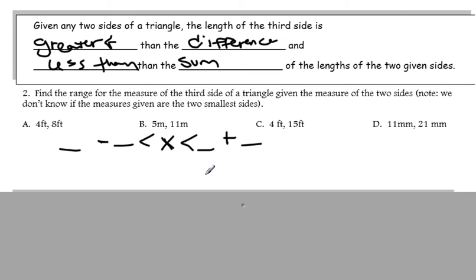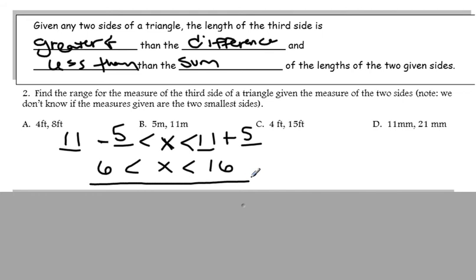So every time you see this kind of problem, you're setting up the inequality: x is greater than the difference and less than the sum. So the difference would be 11 minus 5, and the sum would be 11 plus 5. So 11 minus 5 is 6, and that has to be less than x, our third side, which has to be less than 11 plus 5, which is 16. So our third side has to fall anywhere between 6 and 16, where it has to be less than 16 and greater than 6.